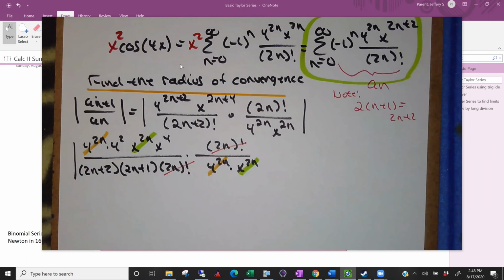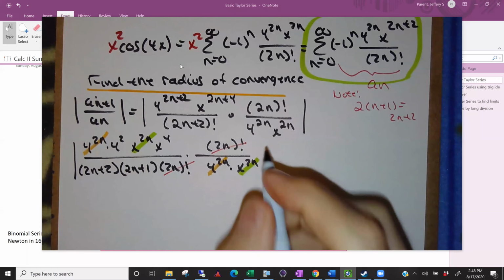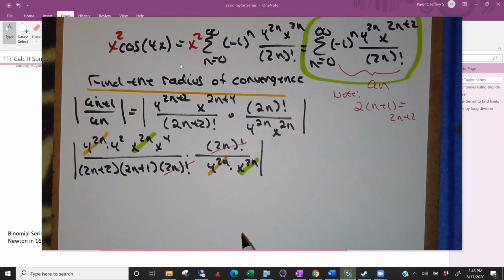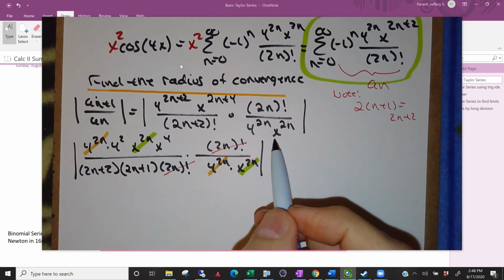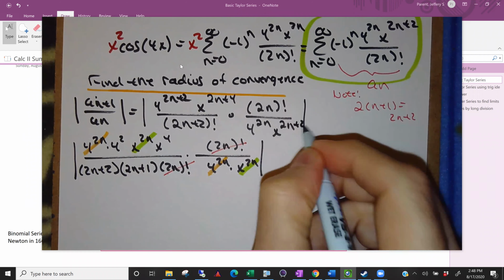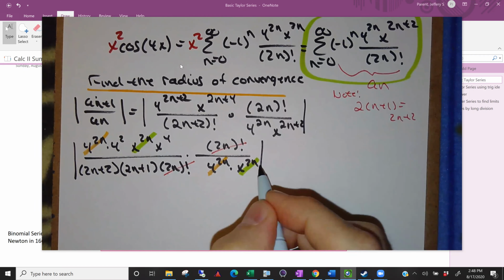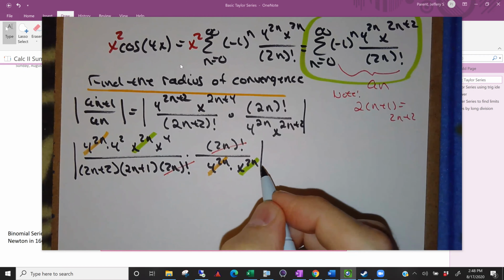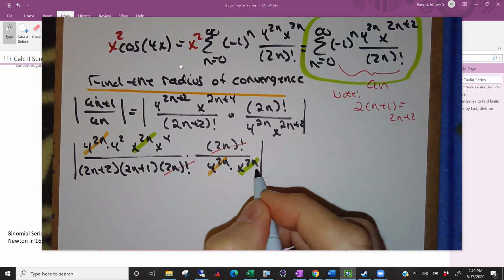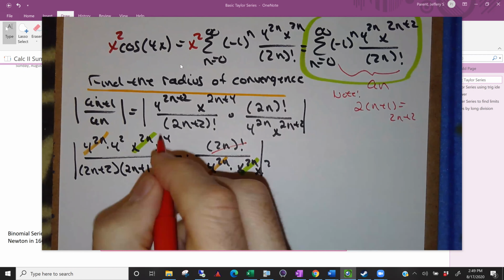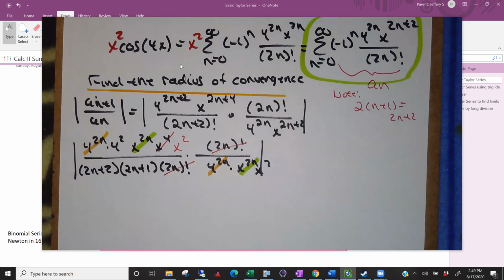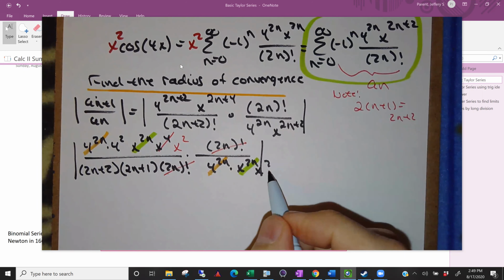So, Professor? Yes. Aren't you supposed to have, for the second quotient, 4 to the 2n times x to the 2n plus 2? Yes, x to the 2n, so that's going to leave x squared there. Thank you. Yeah, I lost track of it too.